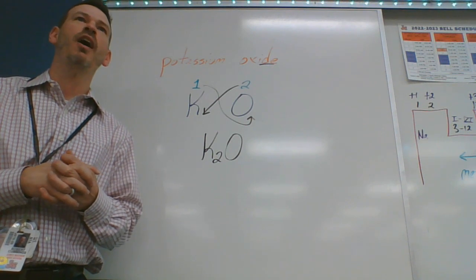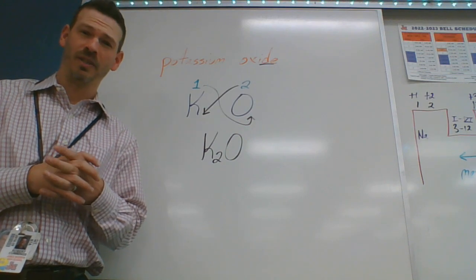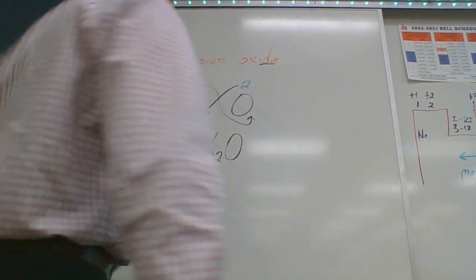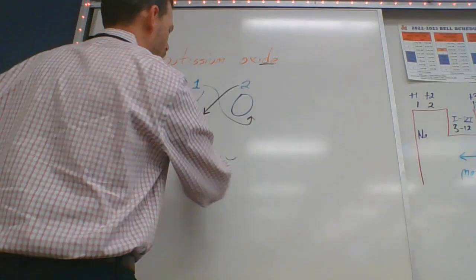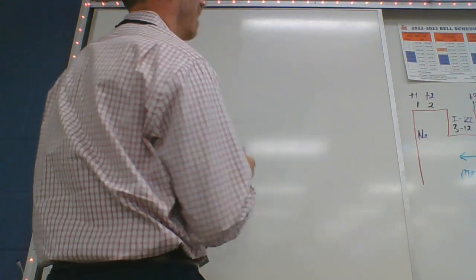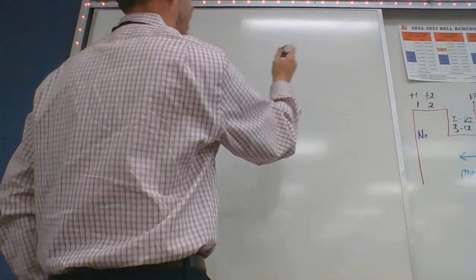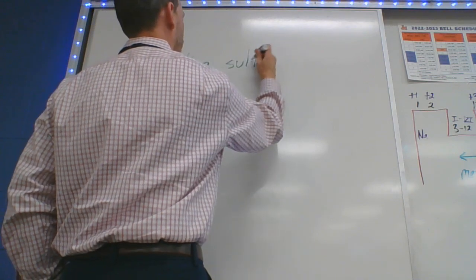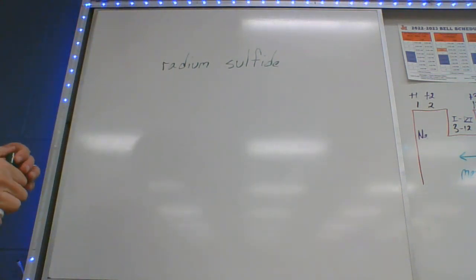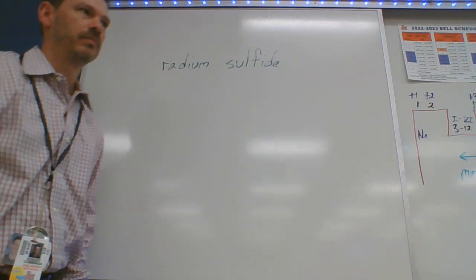Does this seem easy so far? You think I can make it more annoying? I bet you I can. I don't want to, but I bet you I can. Do that one by yourself. Why? Because it's in a different color font. Radium sulfide.